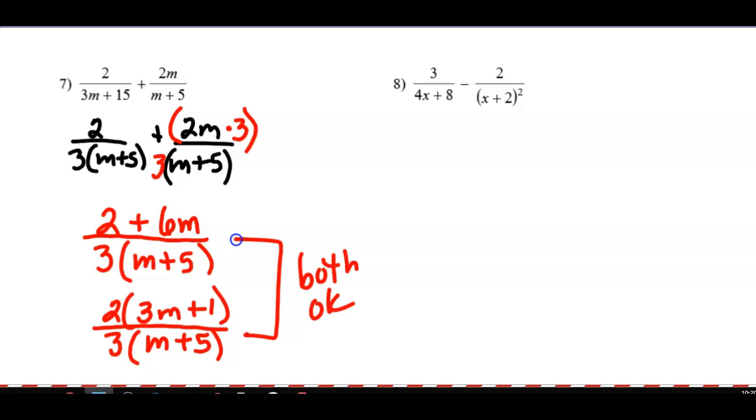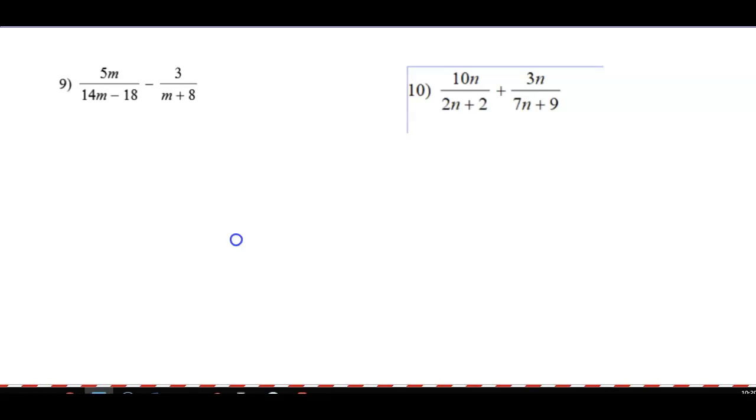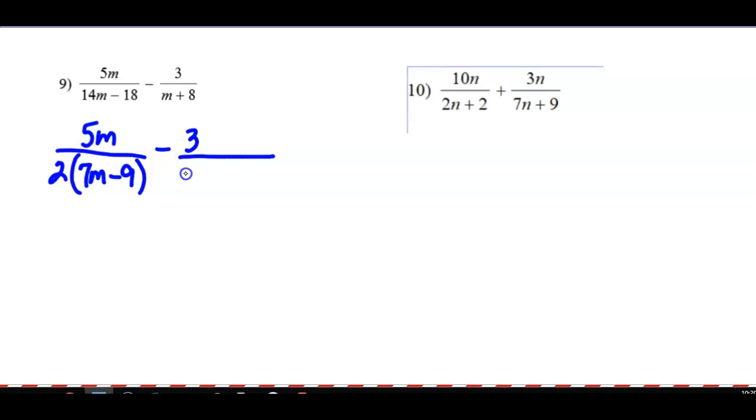All right, then I think I have a couple examples of subtracting, which can just be one extra step of misery sometimes. All right. So this had a 5m. We could take a 2 out down here. I don't think it's going to really help us. We'd have 7m minus 9. And over here, we have a 3. And down here, we have an m plus 8.